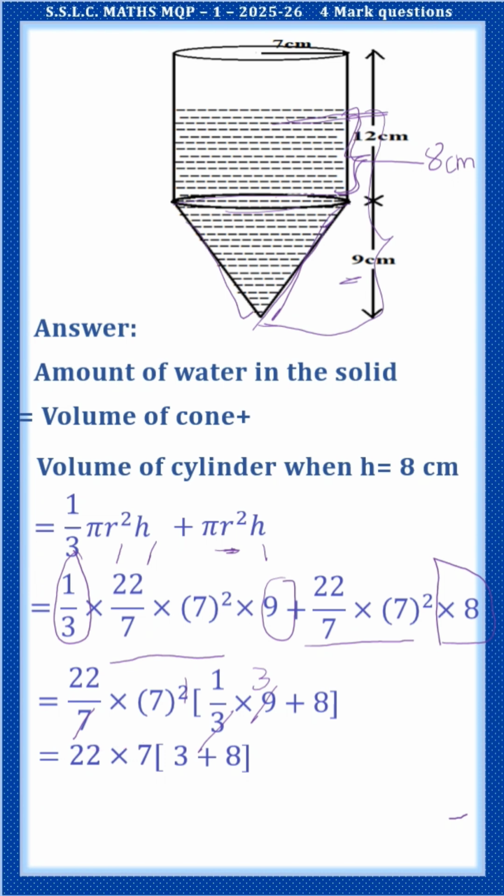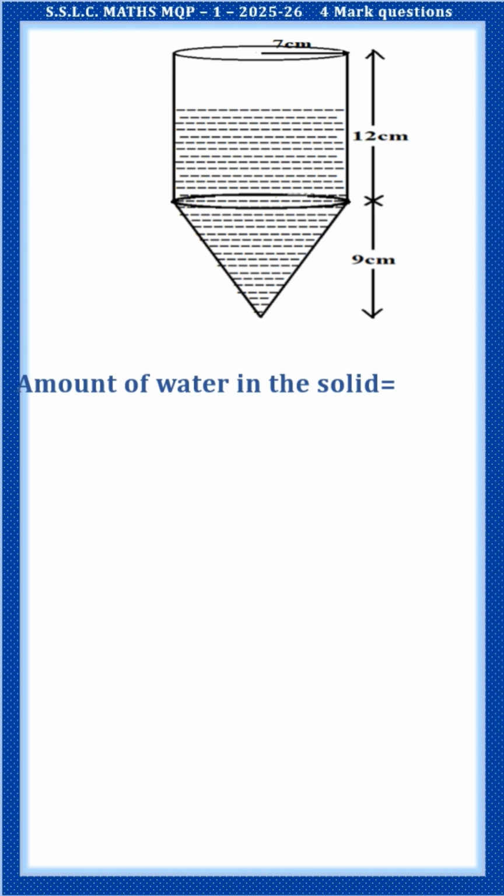22 into 7 into 3 plus 8. That is equal to how much? 22 into 7 is 154, into 3 plus 8 is 11. 154 into 11 is equal to 1694. So the volume of the amount of water in the solid up to here is 1694 centimeter cube.